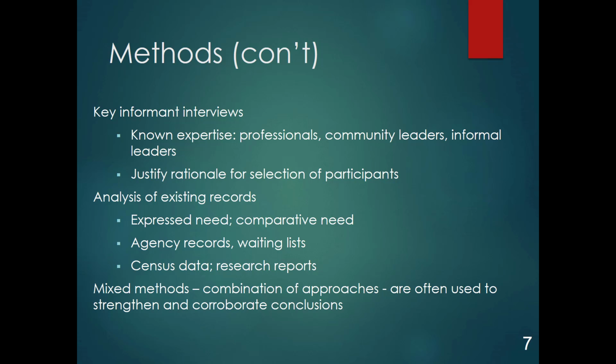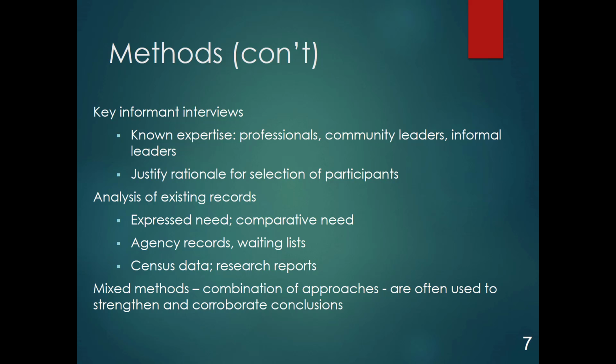Another thing to think about in terms of your key informant interviews is that you need to have a rationale and justification for using specific key informants. We also have analysis of existing records. This can be your census data, published reports, police or court records, agency case records, or newspaper accounts. Anything that can provide more information that will help you recognize the needs of that community.